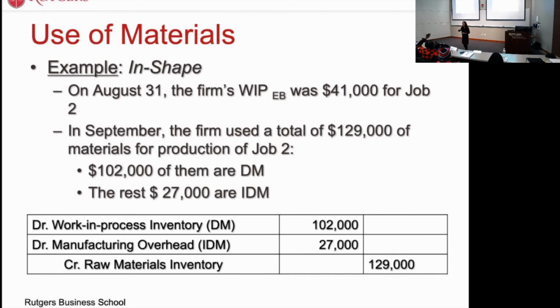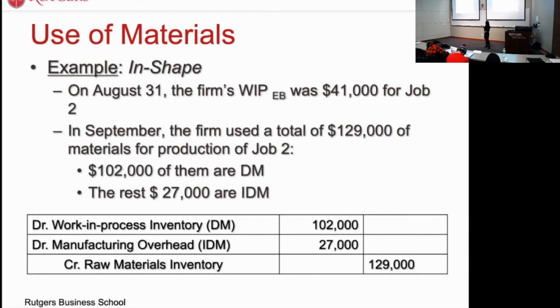When you say work in process, isn't it technically being used? So why would you debit it? Because we increase it. Work in process is an asset, so when you increase your asset, you debit it. Okay?